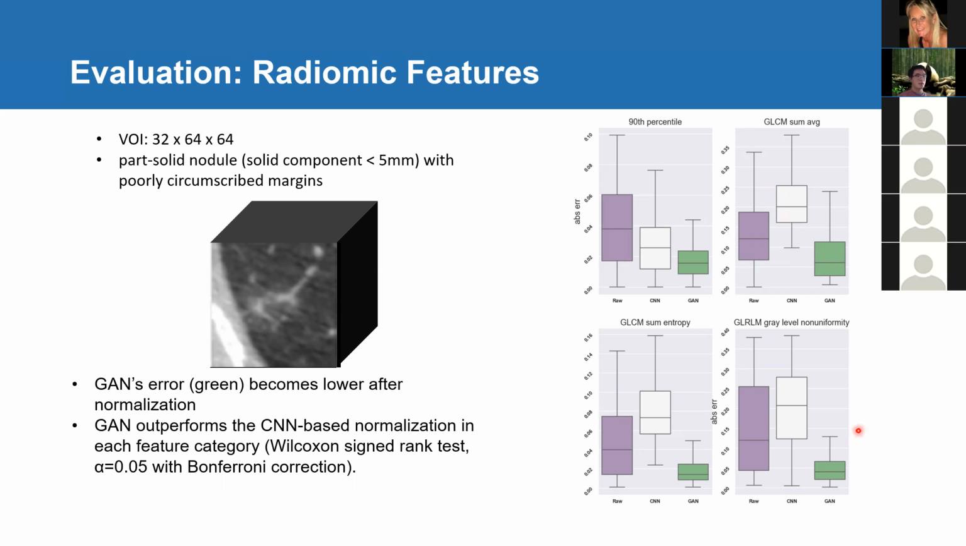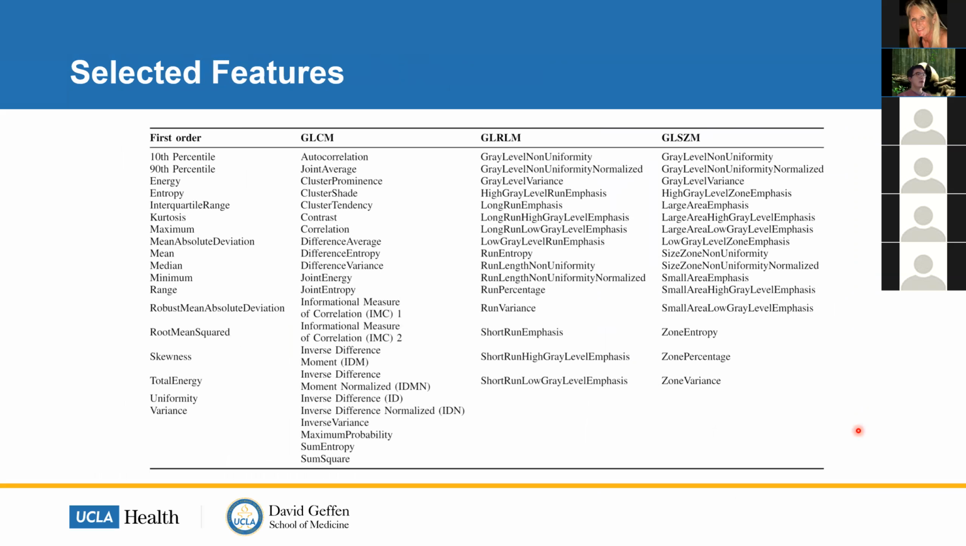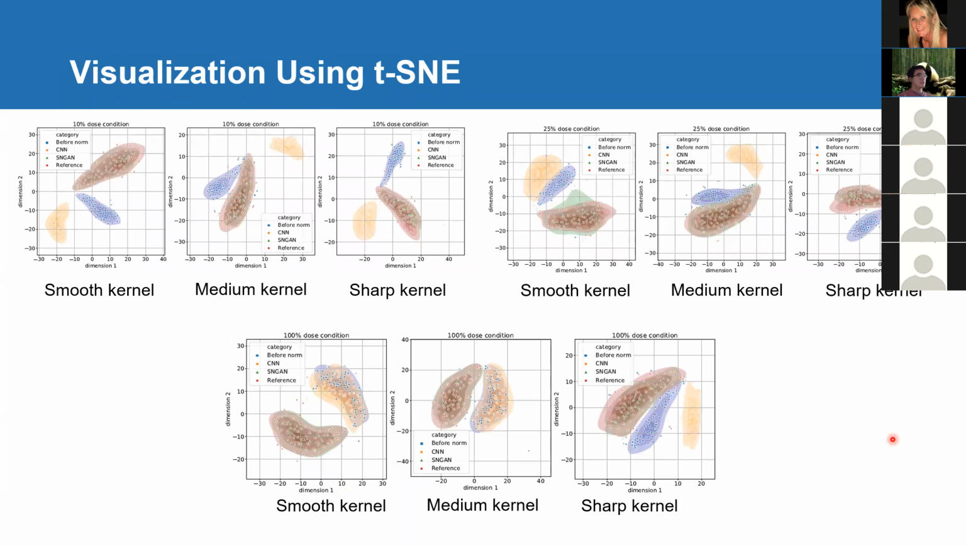But our GAN achieves the lowest error. So we just saw a small number of radiomic features, but how about looking at many radiomic features? We selected in total 1,008 radiomic features and combinations to study further. But as you can imagine, it's difficult to visualize 1,008 radiomic features.